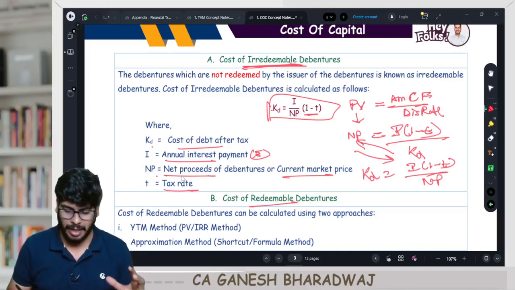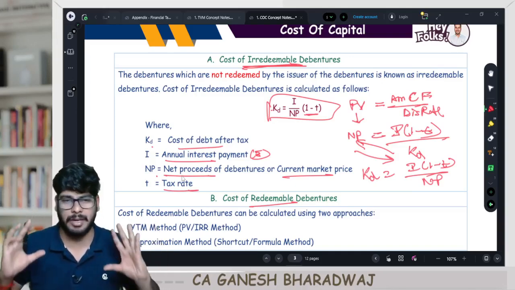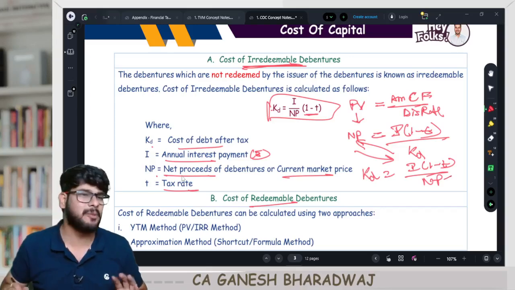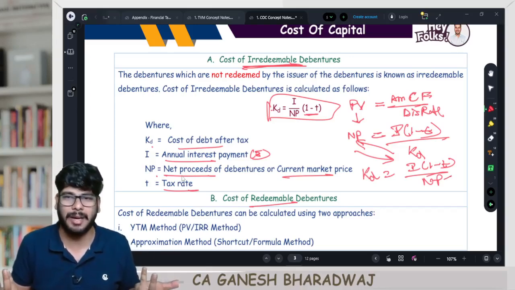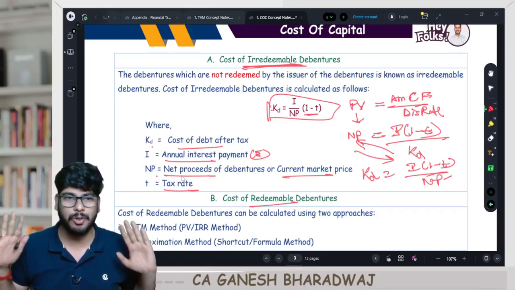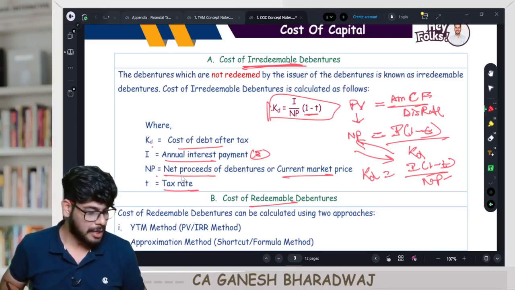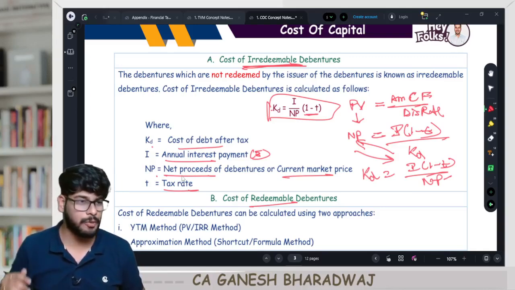When to take the current market price and when to take the net proceeds, I have kept in a separate doubt buster session. Don't worry about that. But as of now, just understand: net proceeds stands for what? Issue price adjusting for flotation cost. That is the same concept everywhere. It is the net amount the company receives today. Are you able to understand this? Any problem here? No. Now on that note, shall we do one numerical problem here?